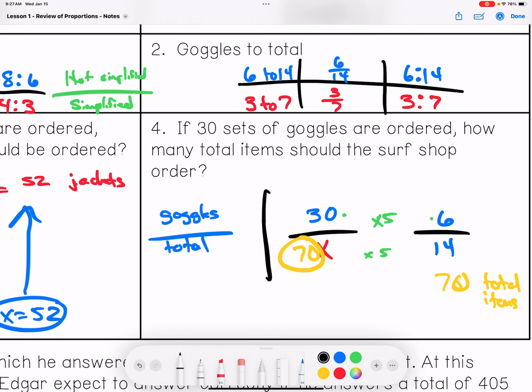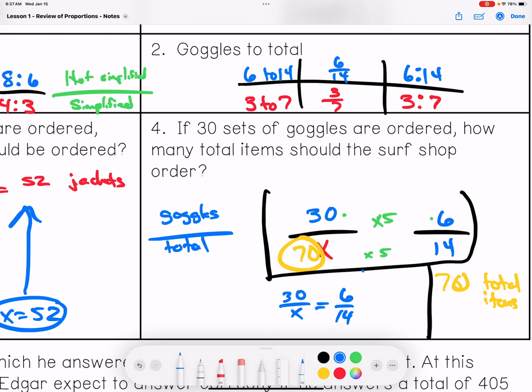If you wanted to do the butterfly, I'm going to do the butterfly down below. You would have had 30 over x equals 6 over 14. That's the original versus what we have now. Then you would have done the butterfly. 30 times 14 is 6 times x.